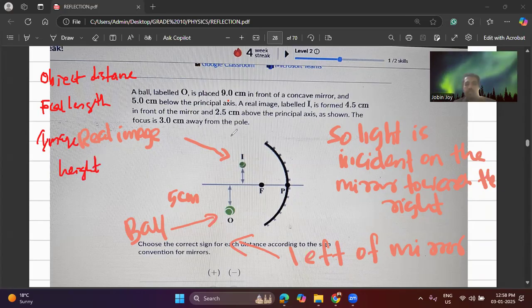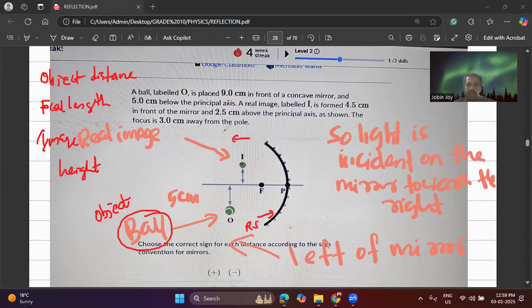A ball labeled O, this is the object, is placed 9 centimeters in front of a concave mirror. Concave mirror means this is the reflecting surface, so this side is negative and this side is positive. Above the principal axis is positive, below is negative. So object distance is negative. Focal length is again negative, because the focal length is near the reflecting surface.